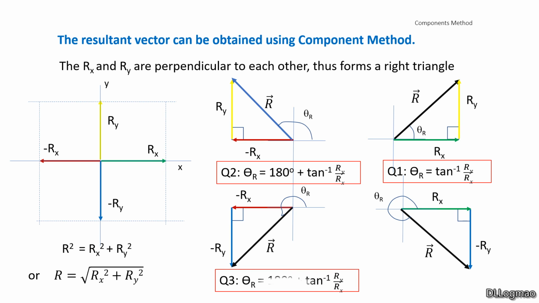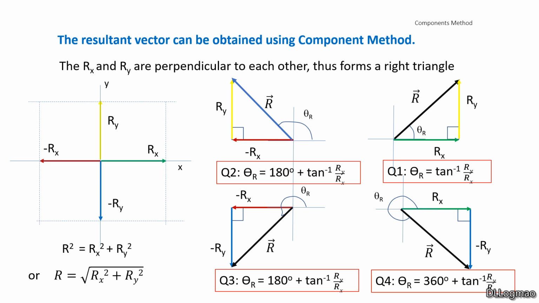In the third quadrant, the direction of the resultant from the positive x-axis is 180 degrees plus the inverse tangent of the ratio of R sub y and R sub x. In the fourth quadrant, the direction from the positive x-axis is 360 degrees plus the inverse tangent of the ratio of R sub y and R sub x.